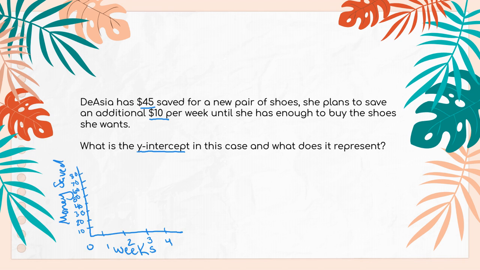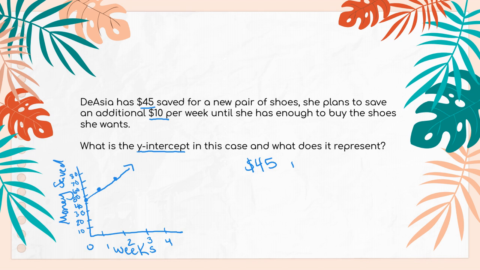Okay, so how much does she have right now? Starting out at week 0, how much does she have saved? She has $45 saved. So that would be right here between 40 and 50. And then at week 1, she saves $10. So then at week 1, we would have $55. Week 2, we would have $65, and it would keep going. So there would be our line. So where does this line start at? It starts at 45. So our y-intercept would be 45.